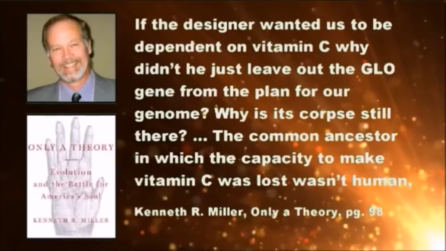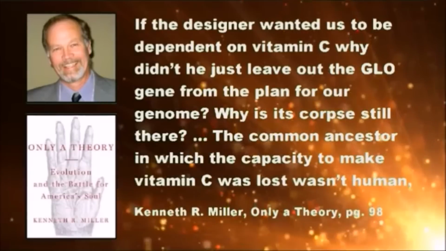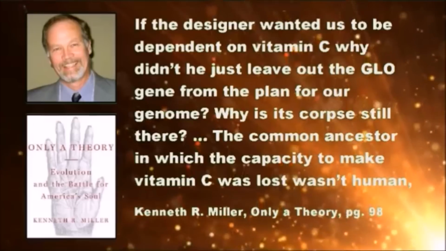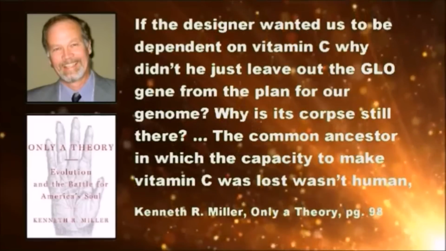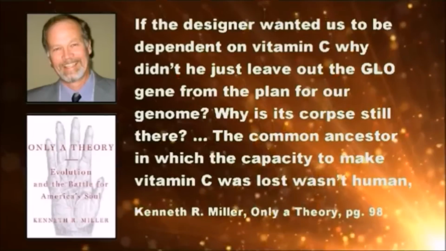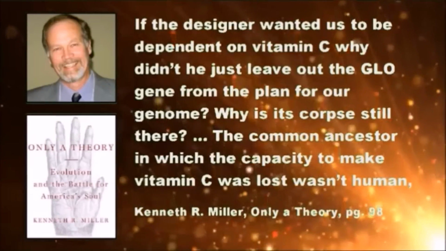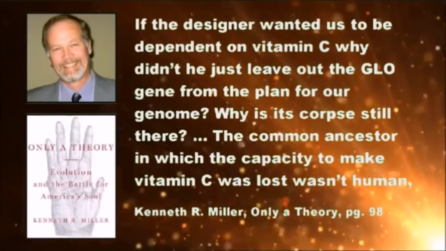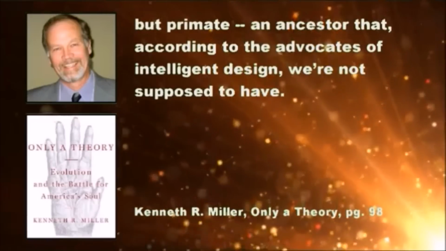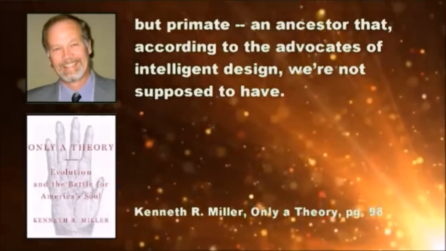Ken Miller uses this as an argument for evolution. He writes, "If the designer wanted us to be dependent on vitamin C, why didn't he just leave out the GLO gene from the plan for our genome? Why is its corpse still there? The common ancestor in which the capacity to make vitamin C was lost wasn't human, but primate, an ancestor that, according to advocates of intelligent design, we're not supposed to have."